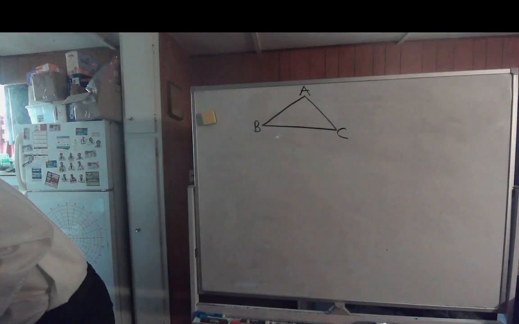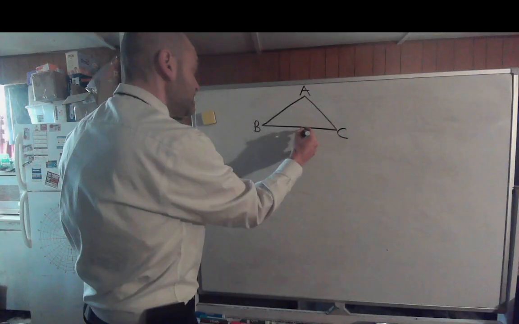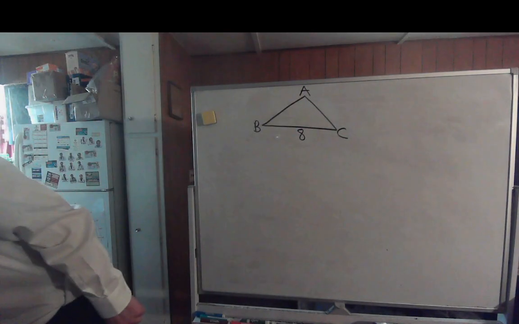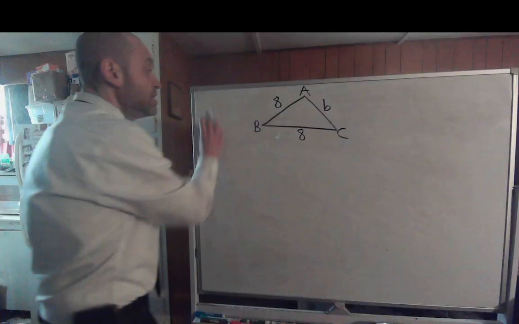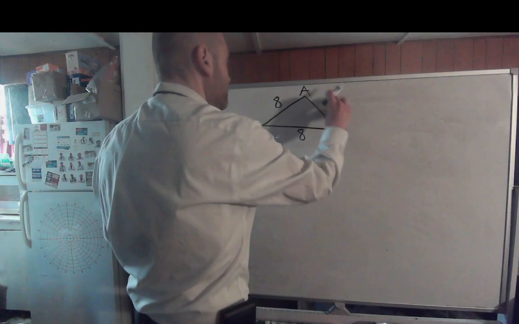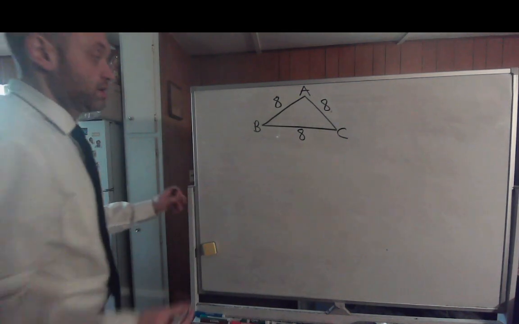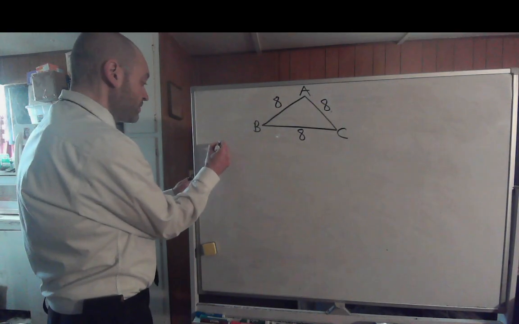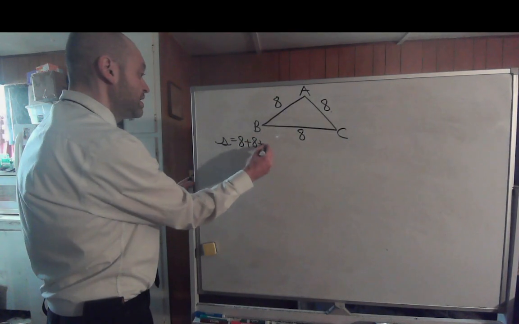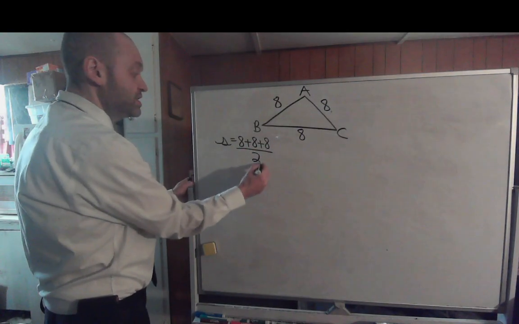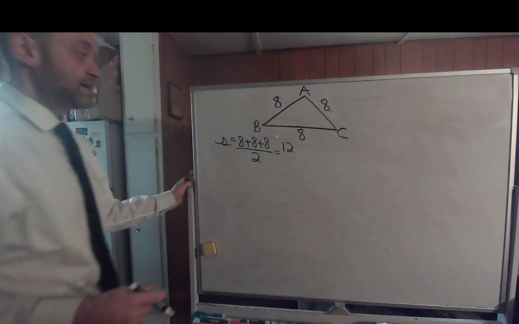Alright. A is 8. B is 8. And C is 8. So all three sides have a length of 8. So we actually have an equilateral triangle. Well, even better. So to find our s, we just take all 3 8s, add them together, divide them by 2, you would get 24 divided by 2, which is 12. So your s has a value of 12.